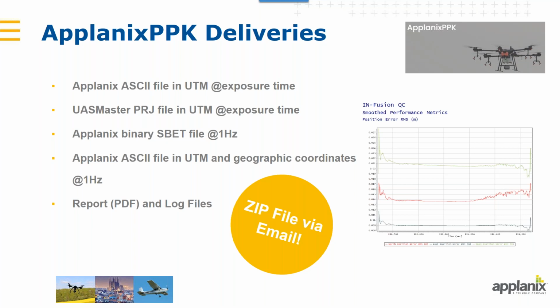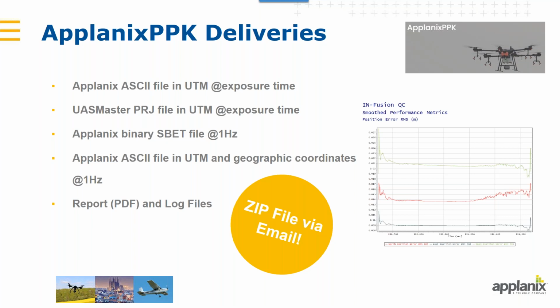What are the deliveries of ApplanixPPK? The first file that we deliver is a standard ASCII file in the UTM coordinate system or mapping frame, and it provides a solution at the exposure time, given the fact that you have also the photo ID file. Another output file is a UAS Master project file, also in the UTM system at the exposure times.